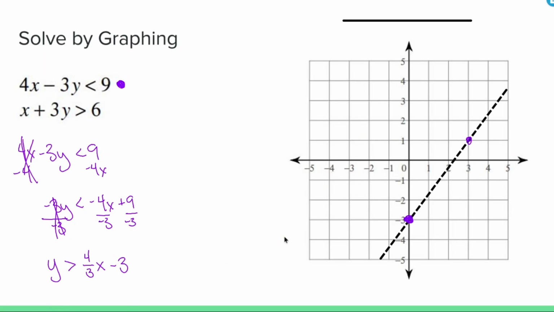y is greater than, dashed line. That's not all. We also have to shade a specific side. So we are going to shade above the line because this is greater than. So this is me shading above the line.